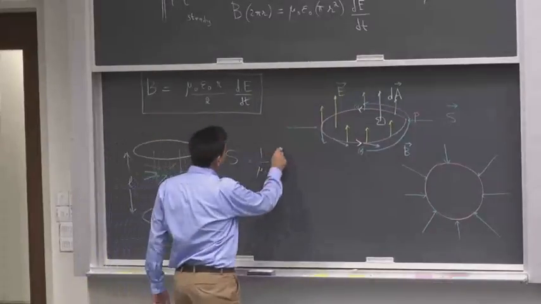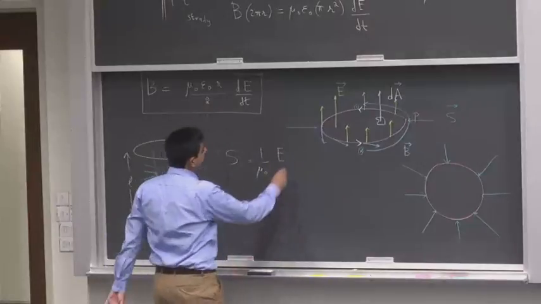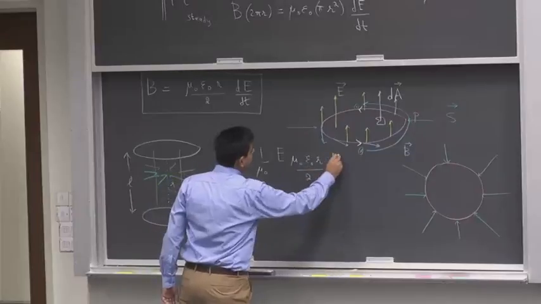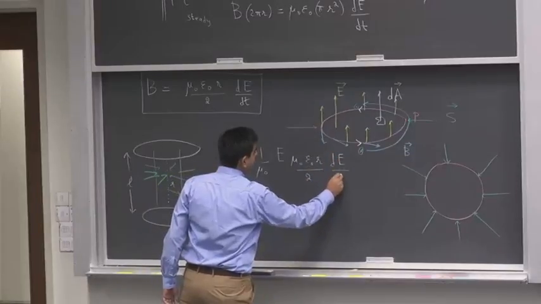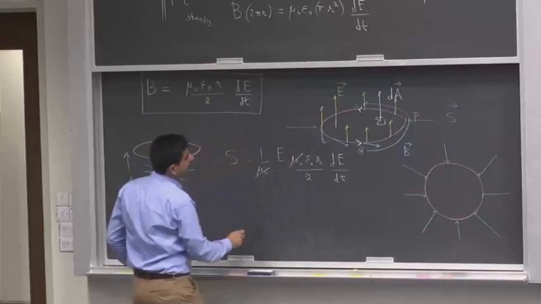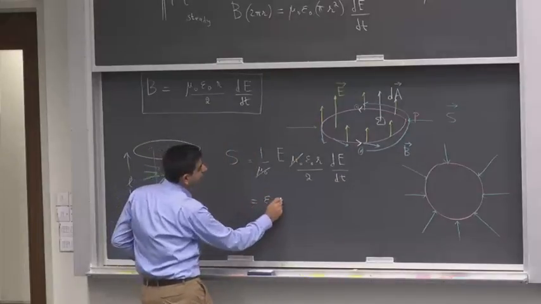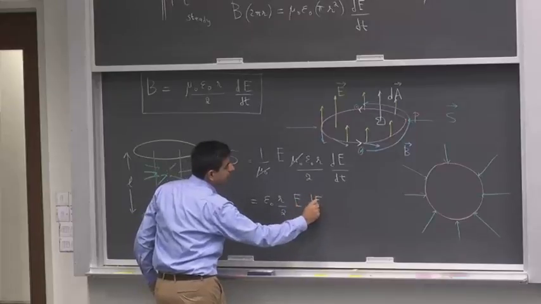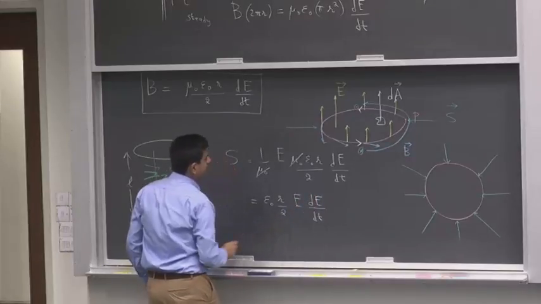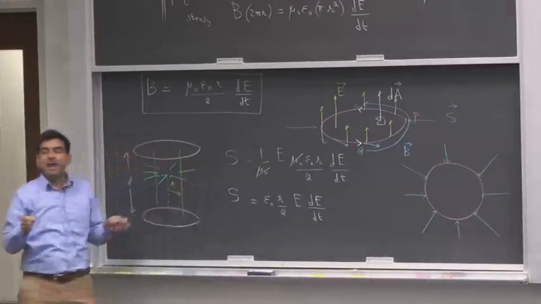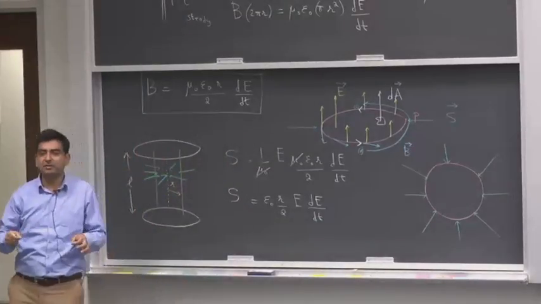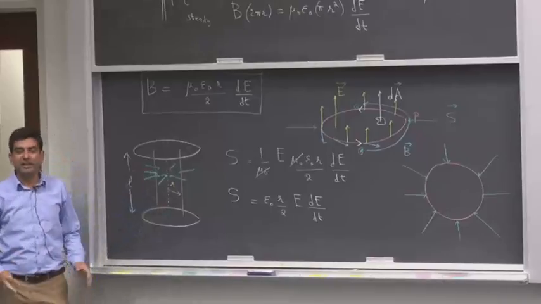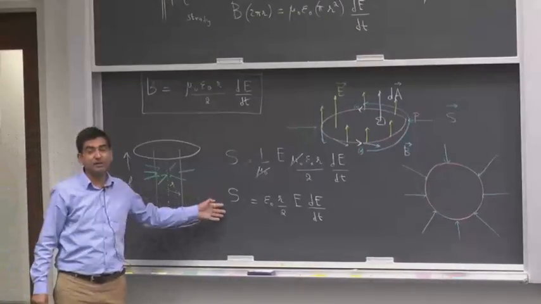E, and what's B? B is simply given by this. Mu naught epsilon naught r over 2 dE by dt. So this is epsilon naught r over 2 E dE by dt. This is the magnitude of the Poynting vector at any point on this cylinder. Now this is watts per meter square.